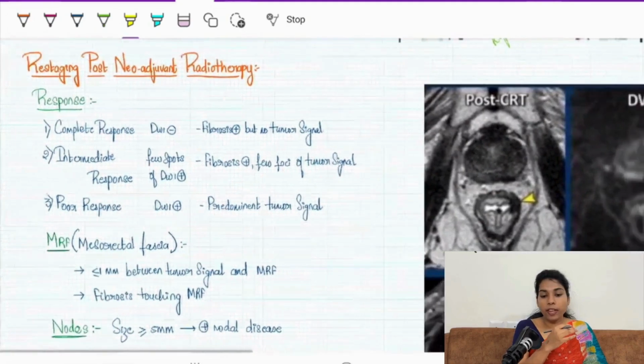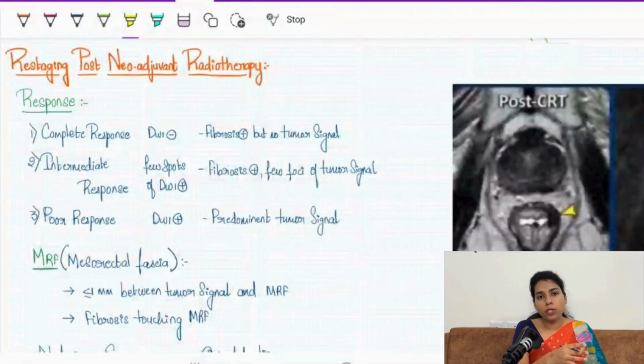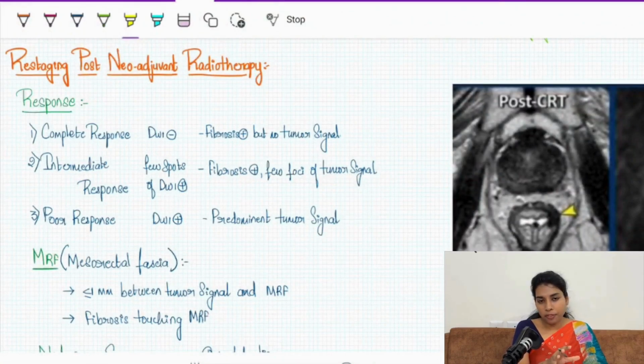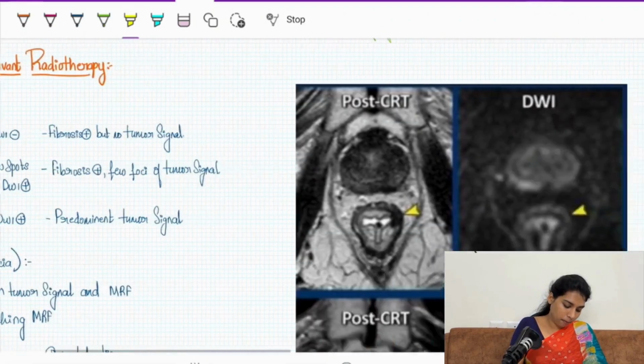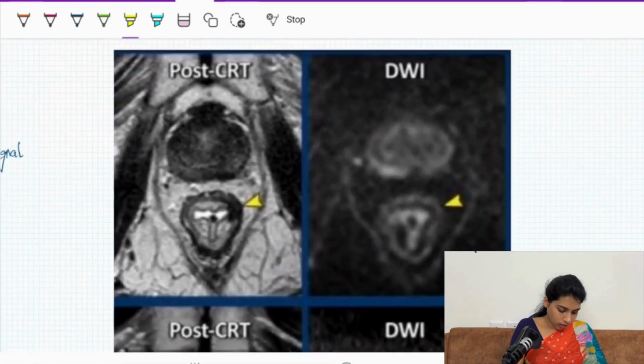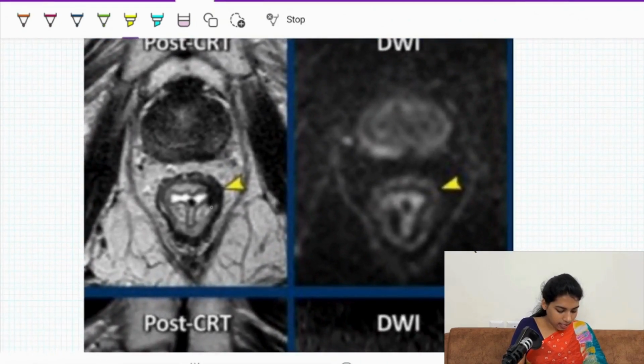So, whenever you're talking about response, when you study a lot of tumors, you'll understand there are three types of response: complete response, intermediate response, and a poor response. So, when do you call something a complete response? We'll look at an example first. In this example, you can see that there is this T2 intensely dark area, that is an intensely hypointense area. And this area, on diffusion restriction, is not showing any diffusion restriction. This is what we call a complete response, where the tumor is replaced by fibrosis completely.